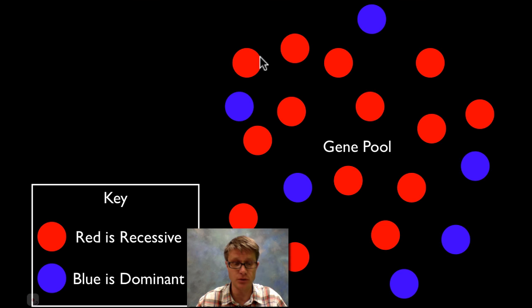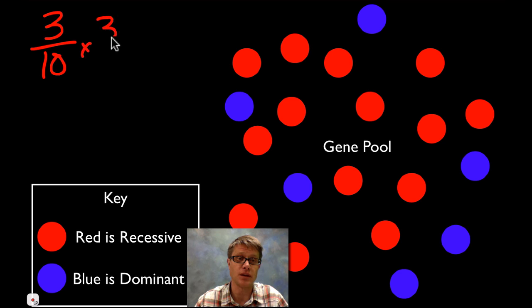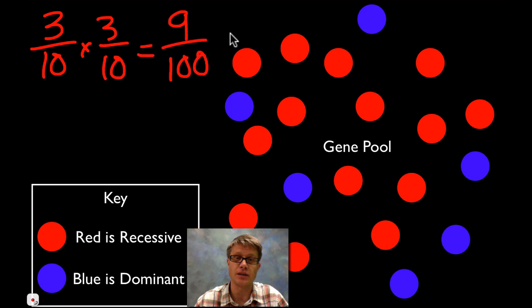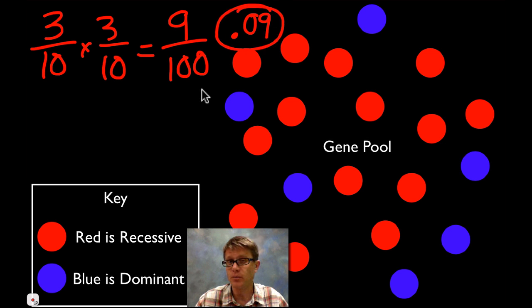Let's do that again with the blues. What are the odds of me pulling a blue out and then another blue out? It's going to be 3 out of 10 times 3 out of 10, and that's going to be 9 out of 100, which is 0.09. Okay, so for me to get two of the recessive, it was 0.49. For me to get two of the dominant, it's going to be 0.09.